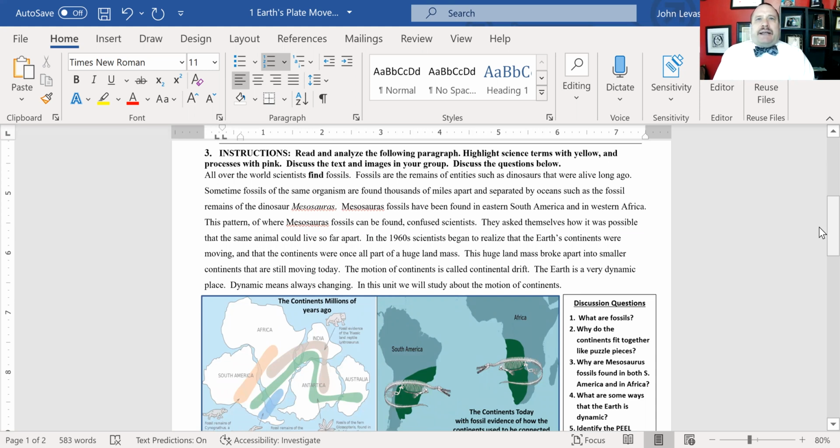Instructions: read and analyze the following paragraph. Highlight science terms with yellow and processes with pink. Discuss the text and images in your group. Discuss the questions below.